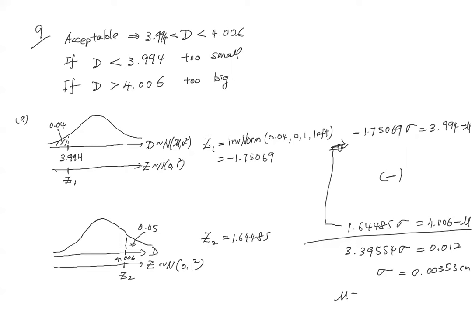What is the mean? Can someone calculate the mean and let me know? 4 cm. Exactly. That is good. Actually, it's 4.0001. Very precise. Actually, what they want depends on how you calculate here. 4.006 take away 1.64485 times 0.00353. Yeah, it's 4.0002. So round up to three significant figures is 4.00. Okay. So the rest you should be able to do.